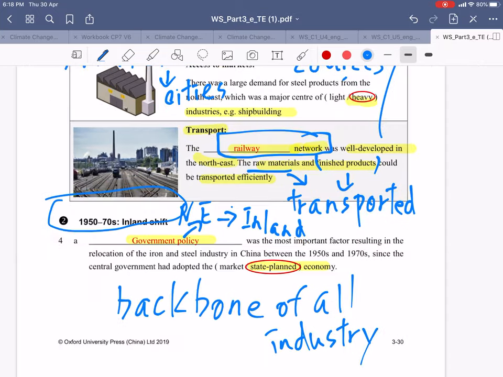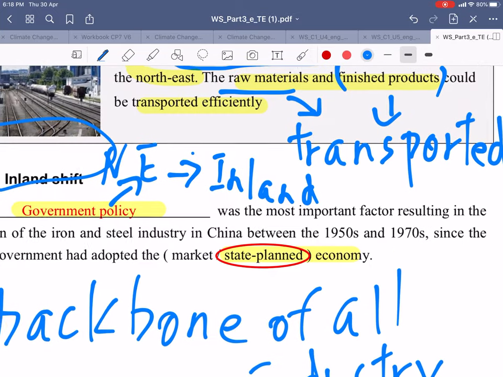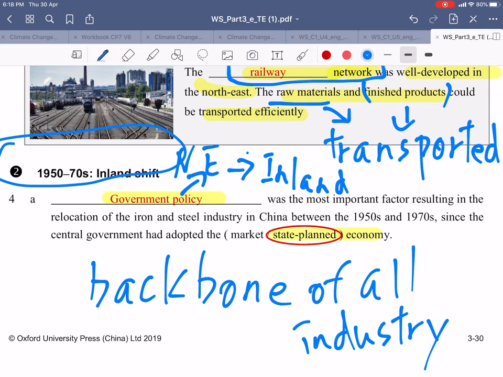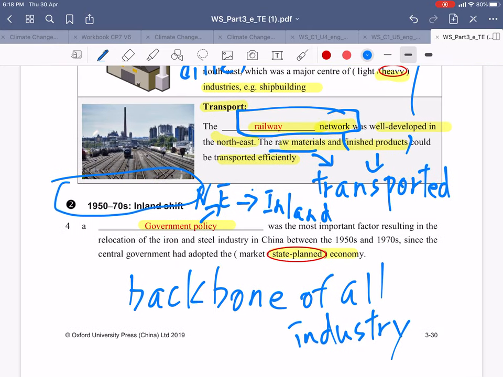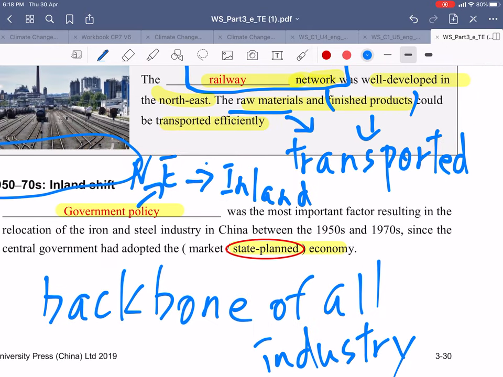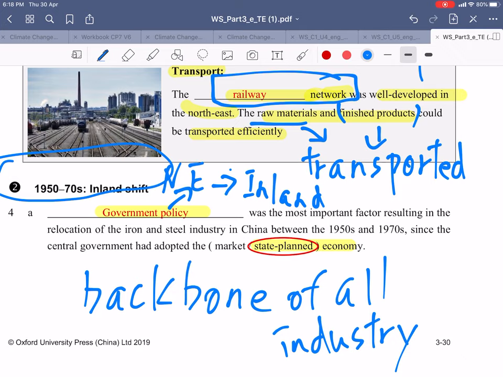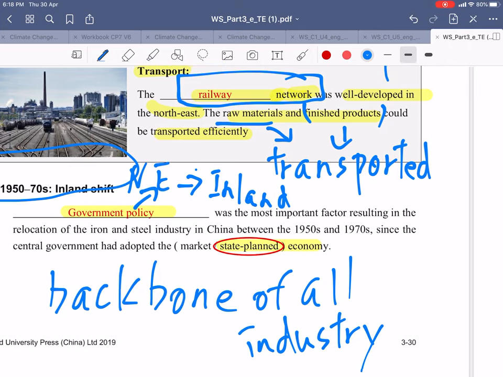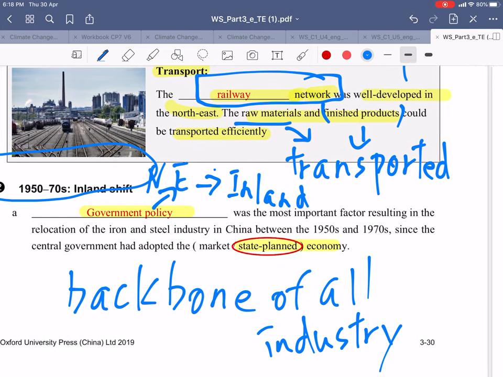It cannot just be done by the market. The market itself cannot attract the iron and steel plants to move to the inland, because the inland economy at that time was not very strong. But the reason why there were a lot of inland iron and steel plants finally is the government, okay? Government policy was the most important factor resulting in the relocation of the iron and steel industry in China between 1950s to 1970s, okay? Why?